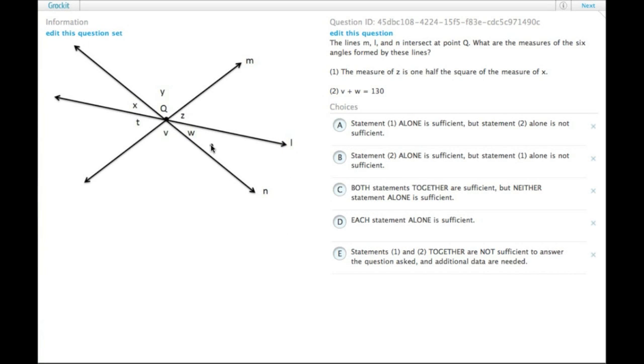So M, L, and N all intersect at point Q. The measures of the six angles. Now, of course, knowing what we know about how lines intersect, we know that any of these vertical angles, like V and Y, T and Z, X and W, they'll all be the same.